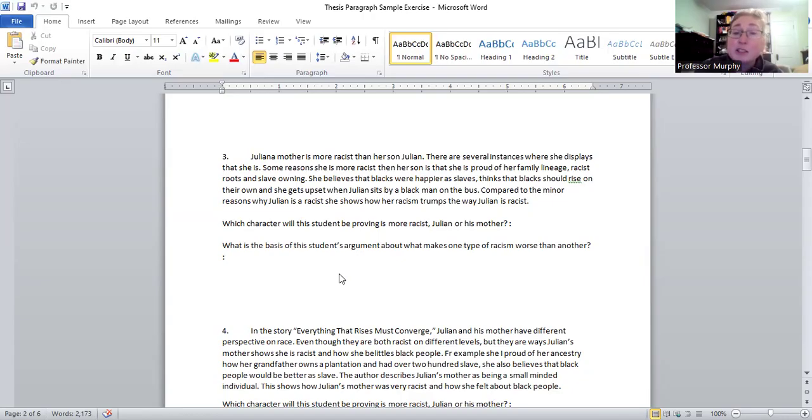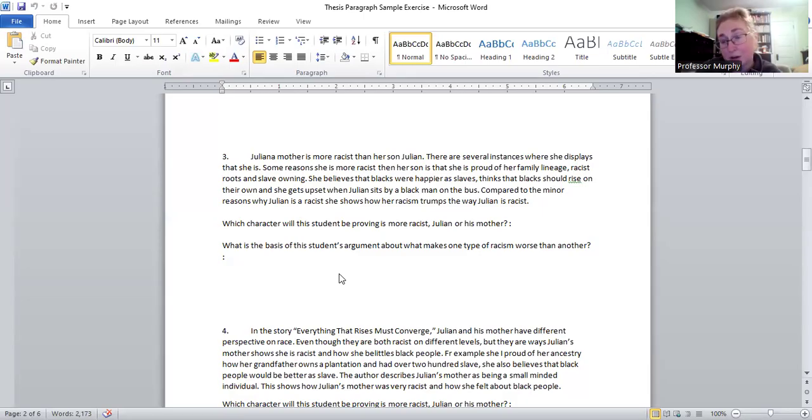There are several instances where she displays that she is. Some reason she is more racist than her son is that she is proud of her family lineage, racist roots, and slave owning. She believes that blacks were happier as slaves, thinks that blacks should rise on their own, and she gets upset when Julian sits by a black man on the bus. Compared to the minor reasons why Julian is racist, she shows her racism trumps the way Julian is racist.